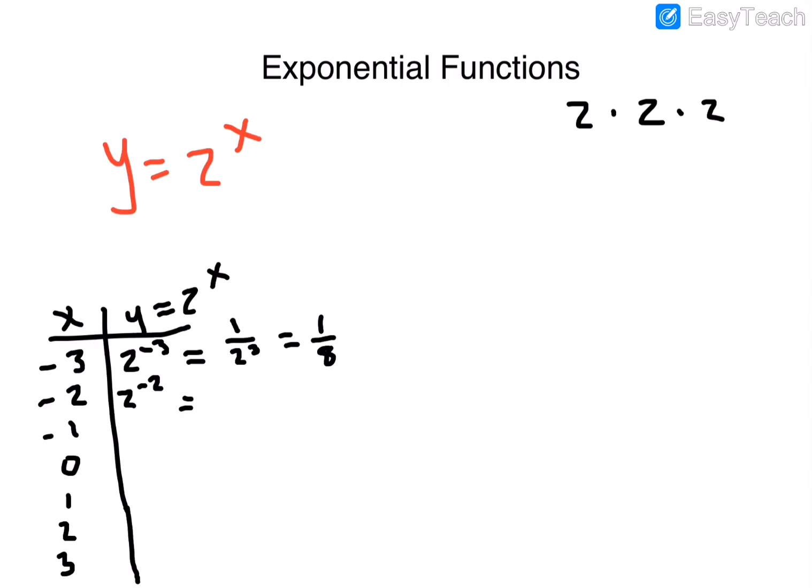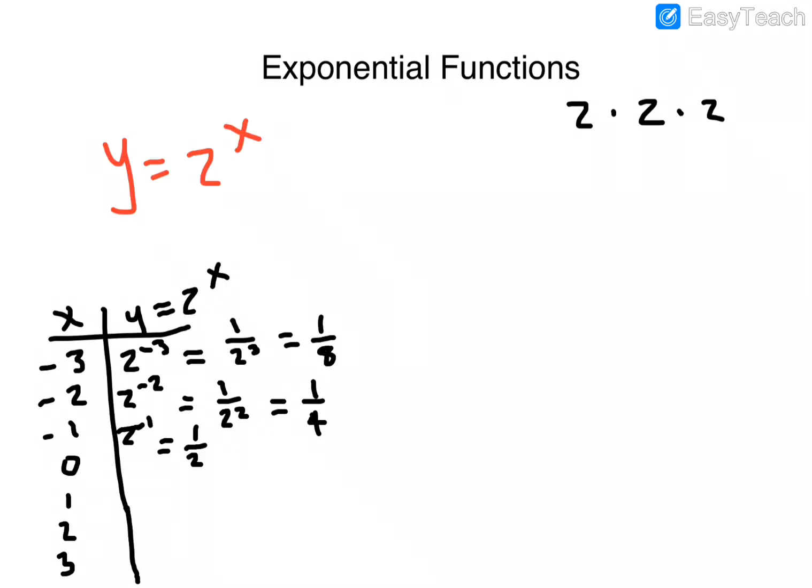So 2 to the -2, again, I'm going to bring it down and make it positive. So 2 to the -2 becomes 1 over 2 squared, which ends up being 1/4, right? Because 2 times 2 is 4. 2 to the -1, once again, I'm going to bring it down, and this becomes 1 over 2, and that is it.